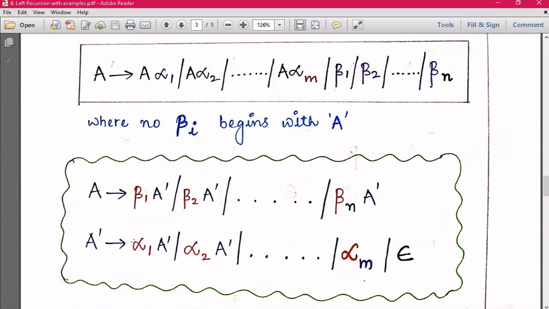Now what will A dash generate? A dash will generate what was the symbol which was ahead of this left recursive symbol? That was alpha 1, alpha 2, alpha m. So alpha 1 A dash, alpha 2 A dash, and keeps on going. And in the end, it will generate what? Alpha m. And this alpha m will also be included with the A dash. I have forgotten to write this. It will also have A dash here. And in the end, what we will have? Epsilon. Okay.